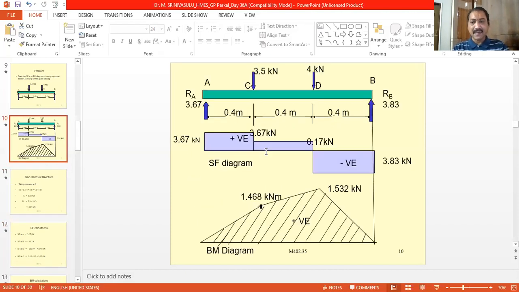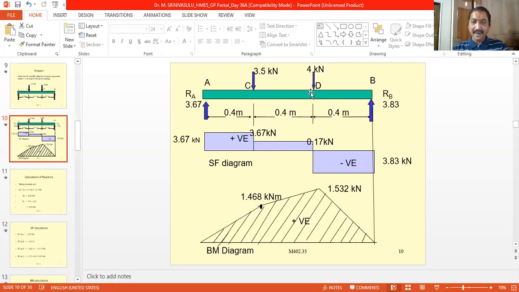The shear force at point B is equal to, if we take the section here, what is happening? To the right only this force is acting, and this is acting upwards to the right side. So it is negative. So the shear force at point B is equal to minus 3.83 kilonewtons.